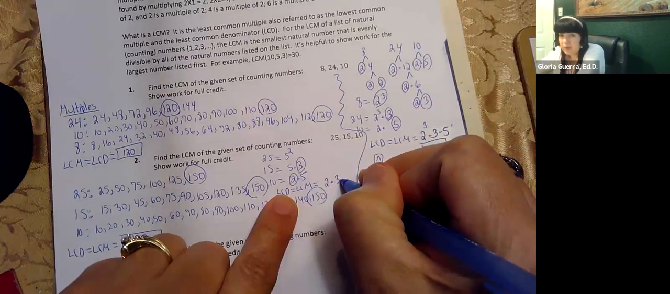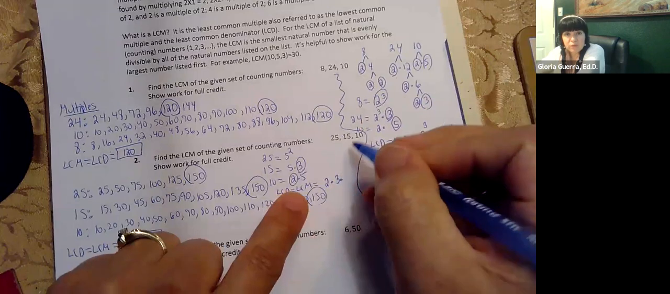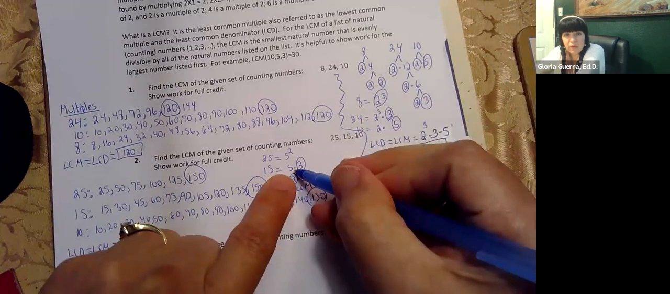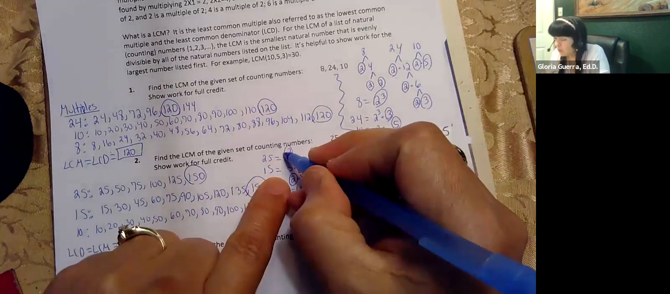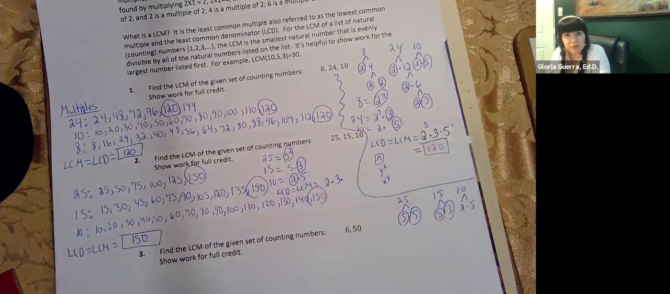But when it comes to the 5, look how they're competing. You have 5 to the first power, 5 to the first power, 5 squared. The one that wins is the one with the greatest exponent when they're competing. Opposite of least common multiple, opposite of least is greatest. You want to pick the one with the greater exponent. So you go with the 5 squared.